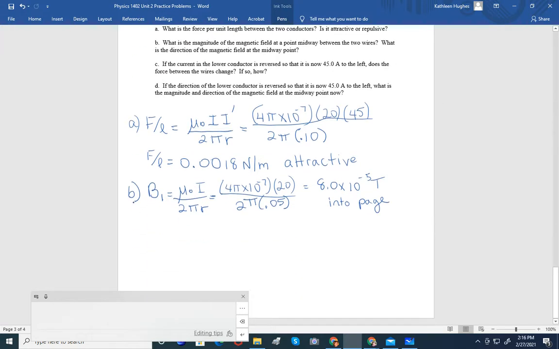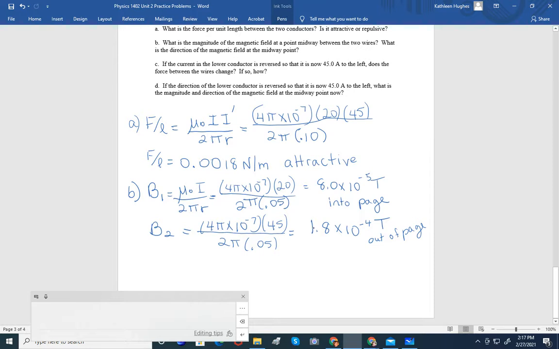So we put in our numbers. 4 pi times 10 to the negative 7, 45. Only thing that changed was the current. And when we do that, we get a magnetic field of 1.8 times 10 to the negative 4 Tesla. This time it's out of the page.